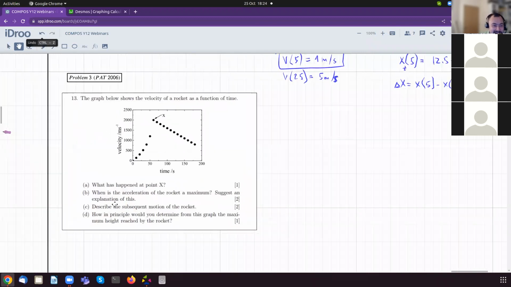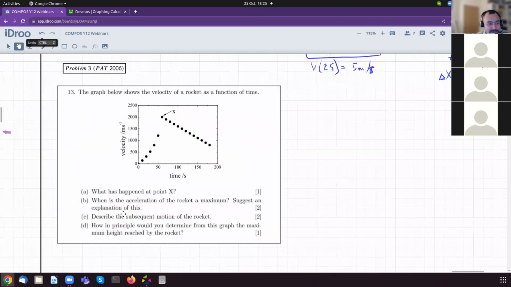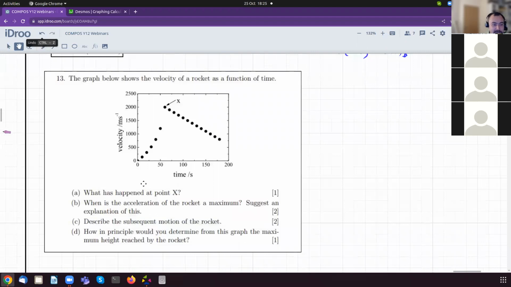Okay. Problem 3. This is a PAT problem from 2006. The graph below shows, and actually they love this question on Oxford interviews, by the way, similar questions, not the exact same, of course, the velocity of a rocket as a function of time. What happened at X? Anyone? What happens at X?